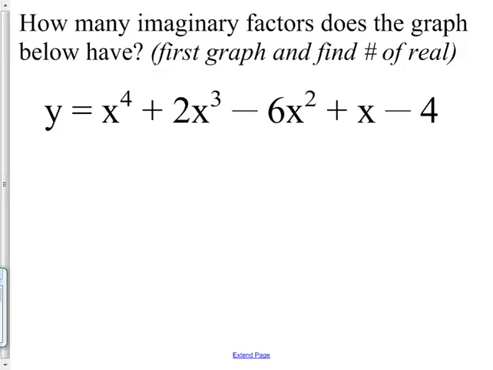But anyway, how many imaginary factors does this graph have? And in a little parentheses, which are usually important things, first graph it and find the number of real. All right, I'm going to save you some time. Because I know you can all type on your graphing calculator, and you could hit graph, and it would look like this.